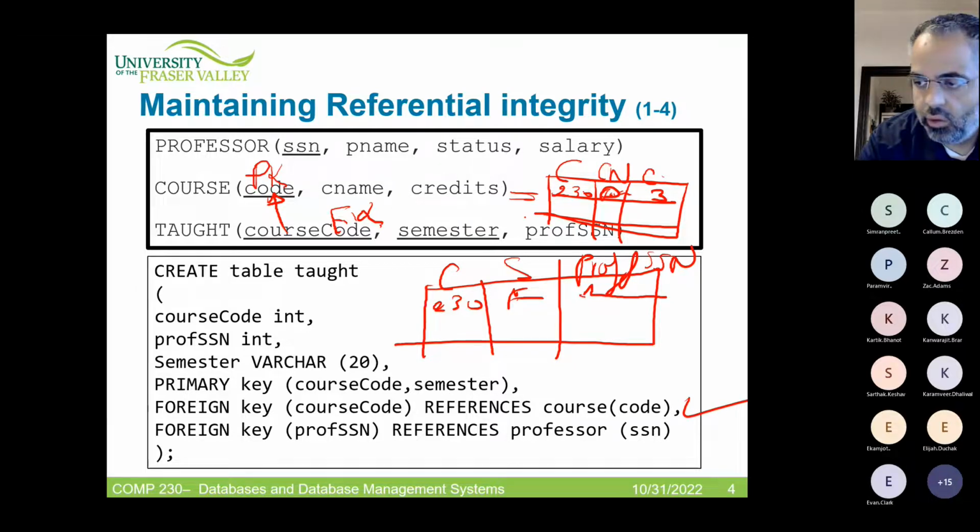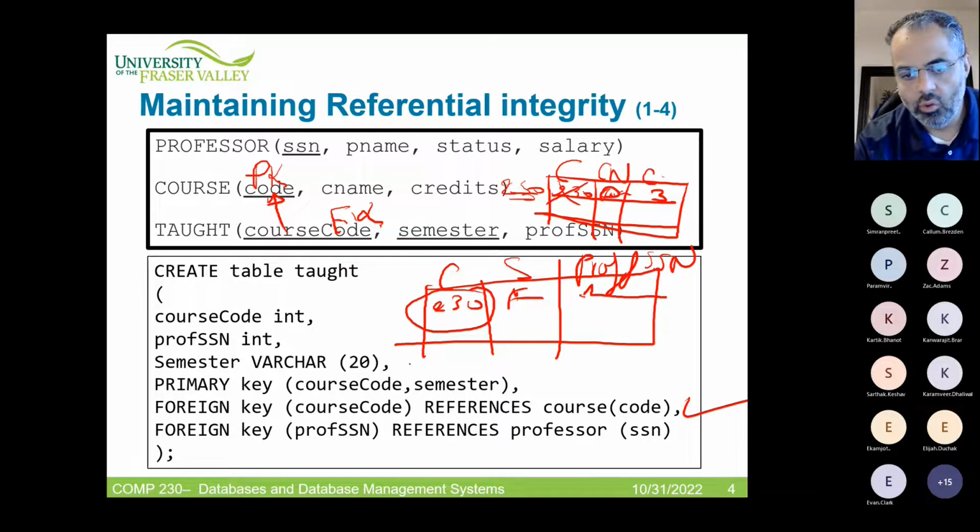Now, you as a university management, you change the course code. So database will not have 230 anymore, it will be 250. And normally it will be changed in the table course. What will happen to 230 here? What are we going to do with this one?